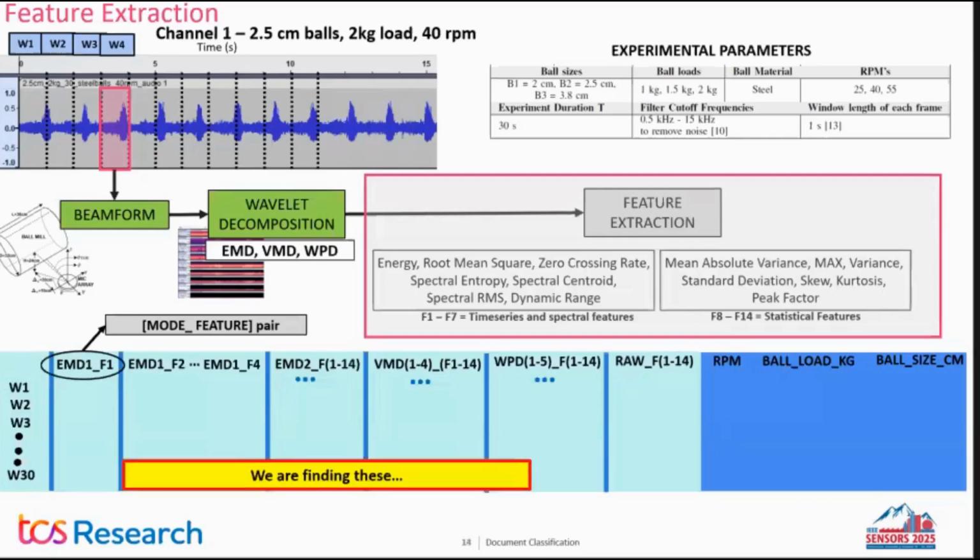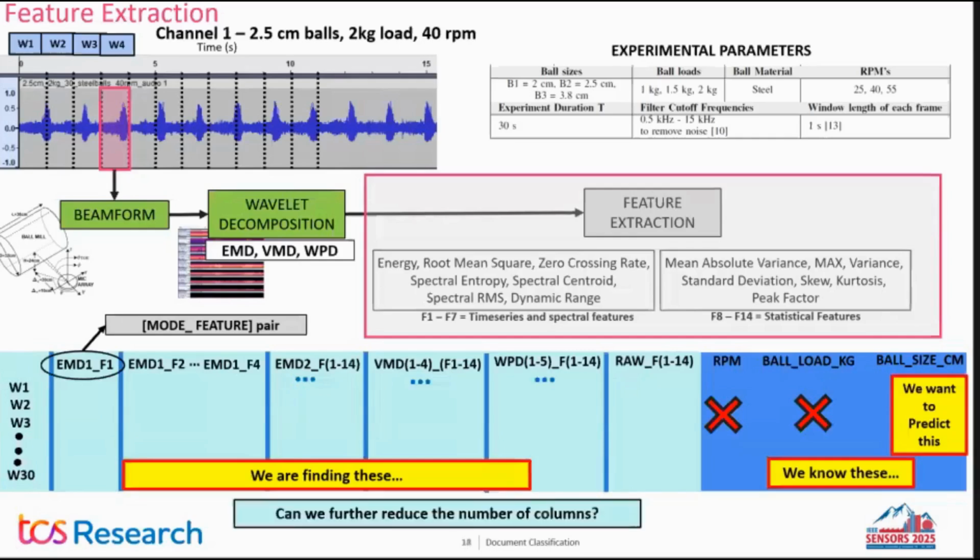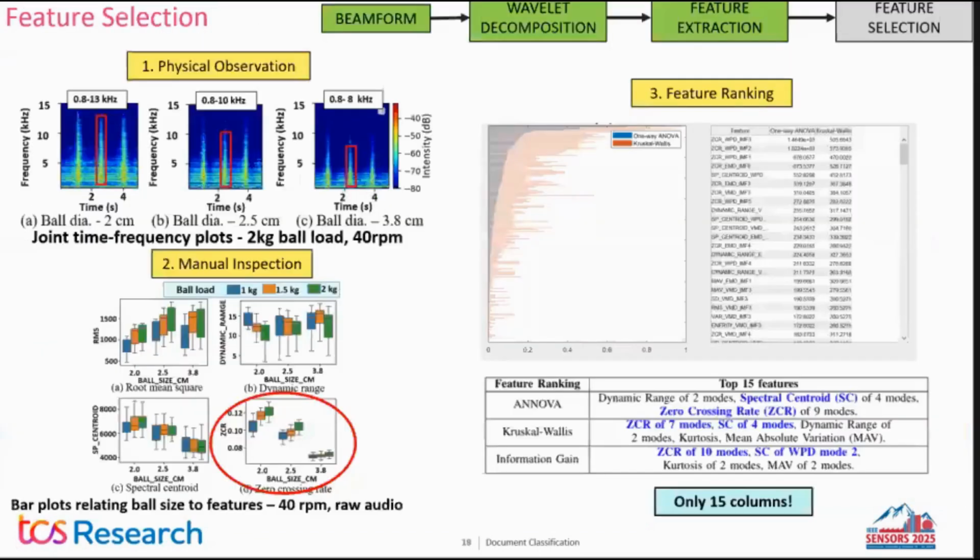So we know these. We can discard RPM and ball load because we are interested in predicting ball size. Now, for the state of the art method, we have found that there are 150 columns on the left side. Can we further reduce the number of columns? So here comes the role of feature selection.